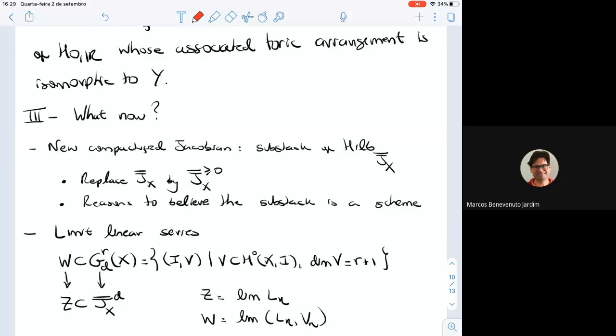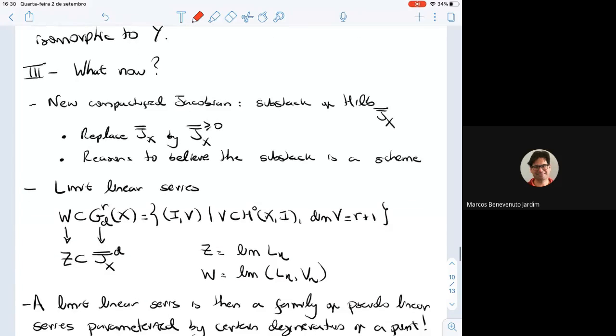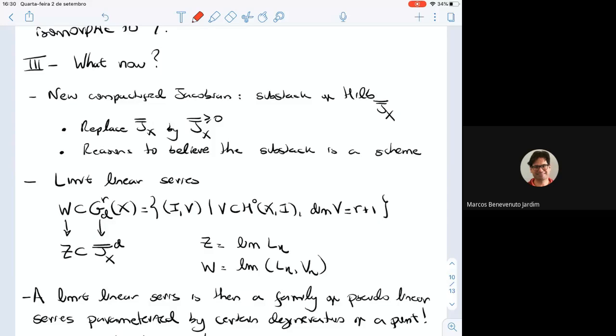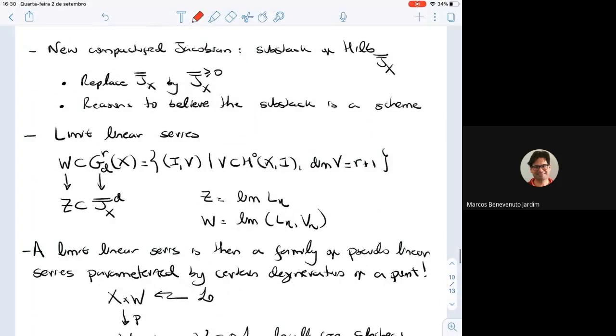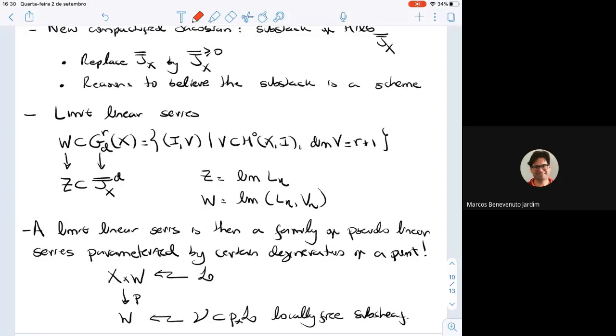So what I want to think of as a limit linear series is this W there. And since these objects are universal, I can say that a limit linear series is then a family of linear series parameterized by certain degenerations W of a point. So here's a schematic thing. I'm calling it pseudo-linear series because what I put in there, L, is a sheaf over X times W, whose fibers over W are torsion-free rank 1 sheaves. So that means it's not linear, really. It's pseudo-linear in the sense of Hudson, who studied pseudo-divisors in the 80s, I think.